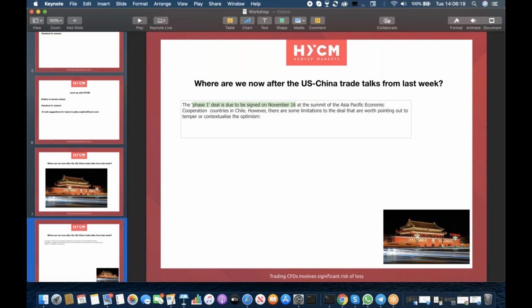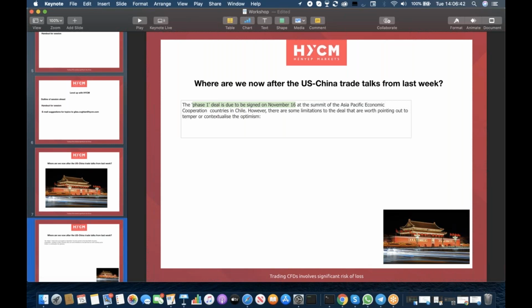It was essentially seen as a global growth problem. So the market has rallied on the optimism that, great, the two largest economies in the whole world are beginning to show positive signs of working together. So that's been very positive for risk. So that's why we see the strong rally in equities at the end of last week.